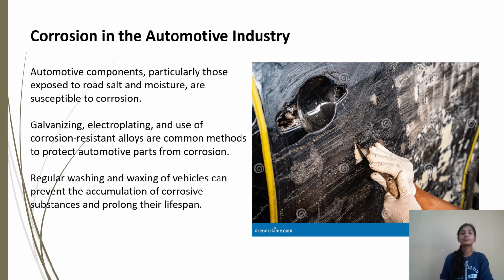Corrosion in the automotive industry. Automotive components, particularly those exposed to road salt and moisture, are susceptible to corrosion. Galvanizing, electroplating, and the use of corrosion-resistant alloys are common methods to protect automotive parts from corrosion. Regular washing and waxing of vehicles prevent the accumulation of corrosive substances and prolong their lifespan.